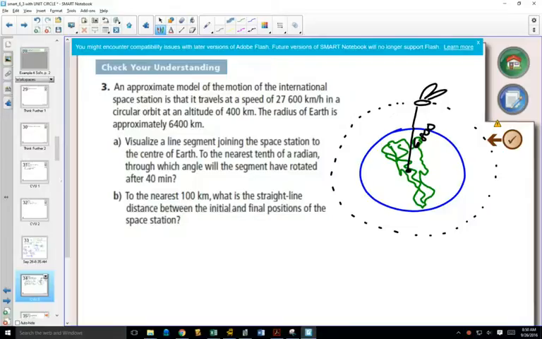So now it travels 40 minutes. So the first thing we're dealing with here is its speed is per hour, and we travel in minutes. Will it go more than 27,600 kilometers in 40 minutes or less than 27,600? Less, because that's the amount it goes in an hour. So we need to find out how far does it travel. Let's say that's 40 minutes. How far does it travel in that 40 minutes? How do I figure that out as a starting point?